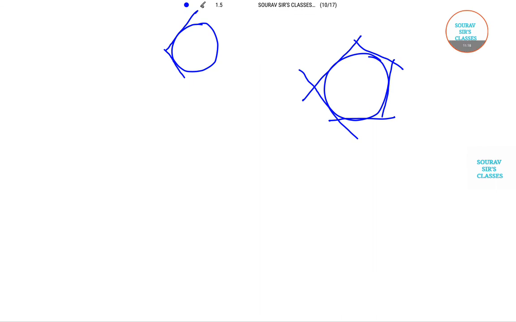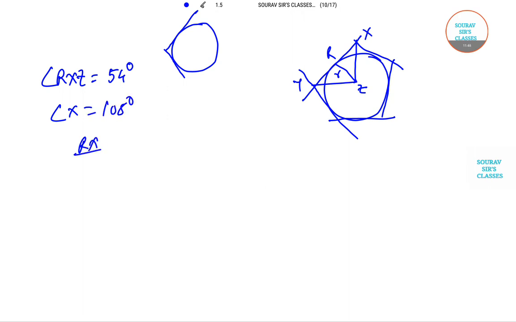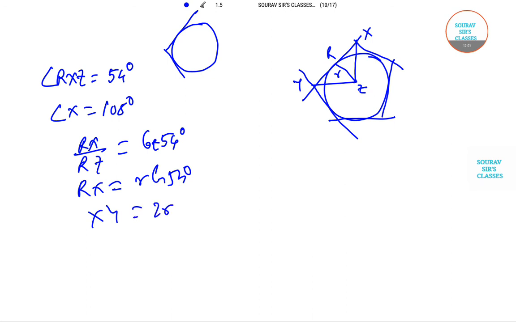Okay. And here it is again. If you take origin here at Z, and this is R, X, Y, Z. Okay. So angle RXZ is nothing but again 54, as angle X equal to 108. RX by RZ is now cot 54 degree. So here we can write RX equal to RZ cot 54. So there is R cot 54 and XY equal to 2R cot 54.